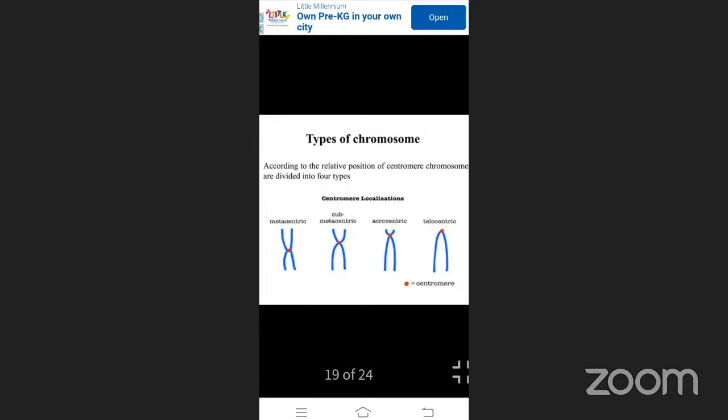Acrocentric: the centromere is located at the subterminal region of the chromosome. The acrocentric chromosomes appear as a J-shaped structure. Submetacentric: here the centromere is located slightly away from the center. Such chromosomes appear as an L-shaped structure.